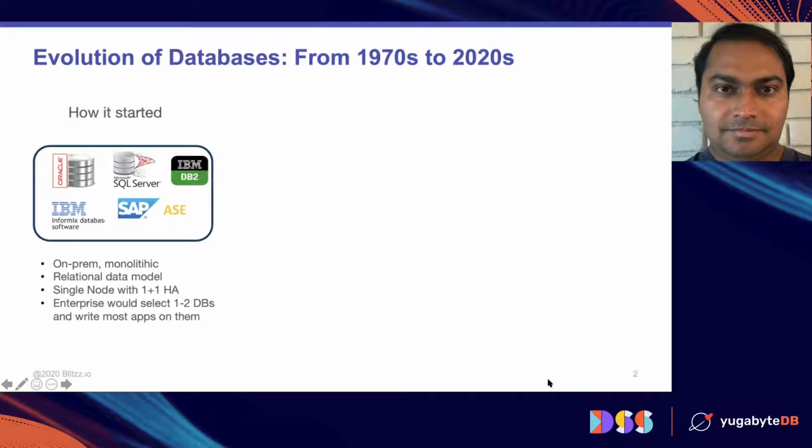So if you look at the evolution of databases from 1980s to 2020, we started off with 4 or 5 databases, which were pretty much first generation, Oracle, DB2, Sybase, Informix, SQL Server, but all of them had some advantages, and they all played their role. However, they're on-prem. Most of them had monolithic architectures. They all had relational data model. Mostly the deployments were single node with 1+1 HA, and the way customers would use them would be, enterprises would just select 1 or 2 apps, 1 or 2 databases, and write most of the apps on them. So that was all that we had.